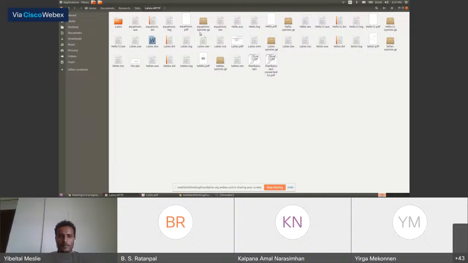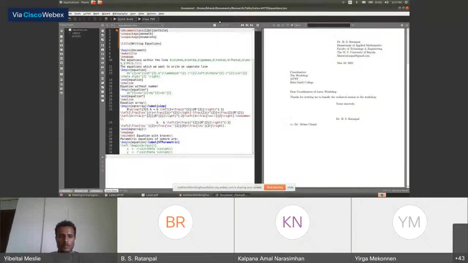So let me open the file equations.txt. When we want to write equations, you need to use the package amsmath. AMS stands for American Mathematical Society math toolbox. Now, equations within the line can be written with the dollar sign.